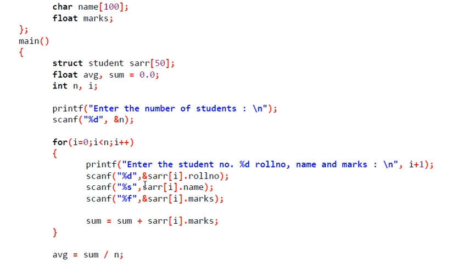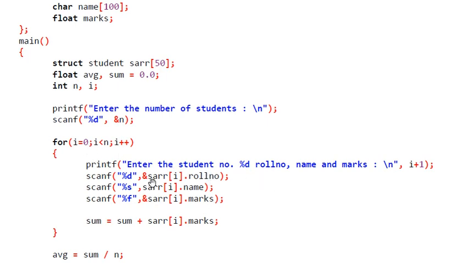So again it will say enter the student number 3. Why 3? Because I plus 1. 2 plus 1. So this is easy to understand. Indexing is 0 to 9, but student number is 1 to 10. That is how it will display.